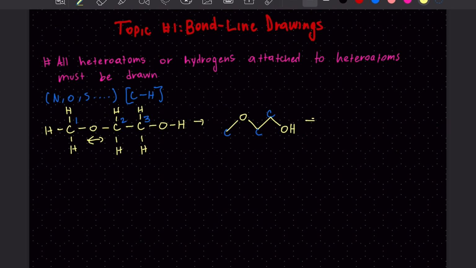And again, remember that our bond line structure does not include the carbons. So the final structure will look like this. Okay, let's look at another example. Let's say we're told to draw the bond line drawing for this molecule right here. How would we draw the bond line for it?